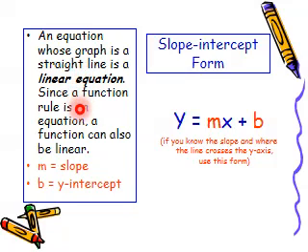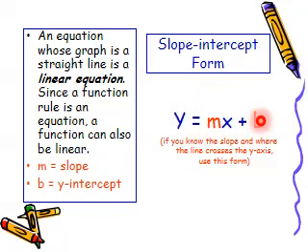Okay, so an equation whose graph is a straight line is a linear equation. Since a function rule is an equation, a function can also be linear. So what we're saying here is a linear equation is a straight line. We've got loads of functions out there in the world, but not all of them are linear. Some of them might be.